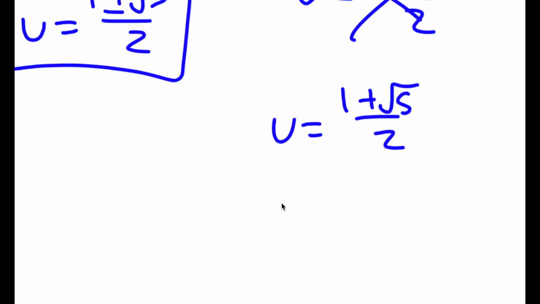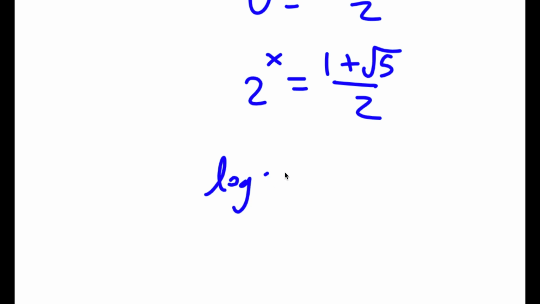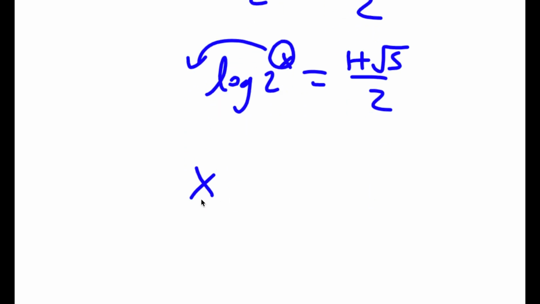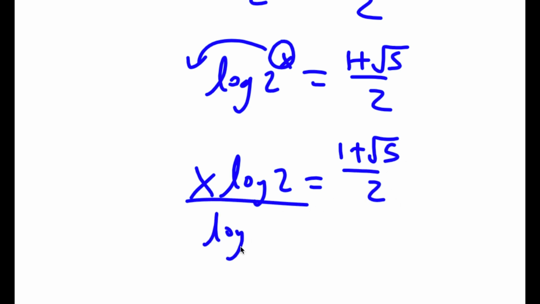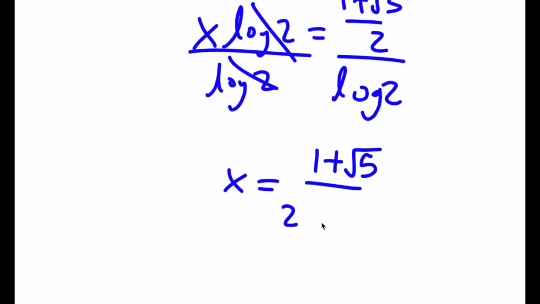And for this, I have 2 to the power of x is equal to 1 plus the square root of 5, over 2. I can take the log on both sides, so I get log of 2 to the power of x is equal to log of 1 plus the square root of 5 over 2. So I can move this x to the front, and I get x times log 2 is equal to log of 1 plus the square root of 5 over 2. So if I divide both sides by log 2, these two cancel out, and I get x is equal to log of 1 plus the square root of 5 over 2, all divided by log 2.